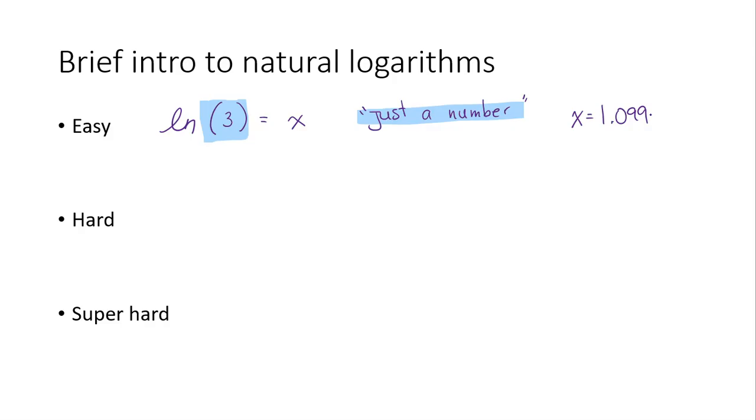Now, here's a harder one. The natural logarithm of x is equal to 2. What does x equal? We have to undo the natural logarithm. So this is what I say. We have to undo the natural log.